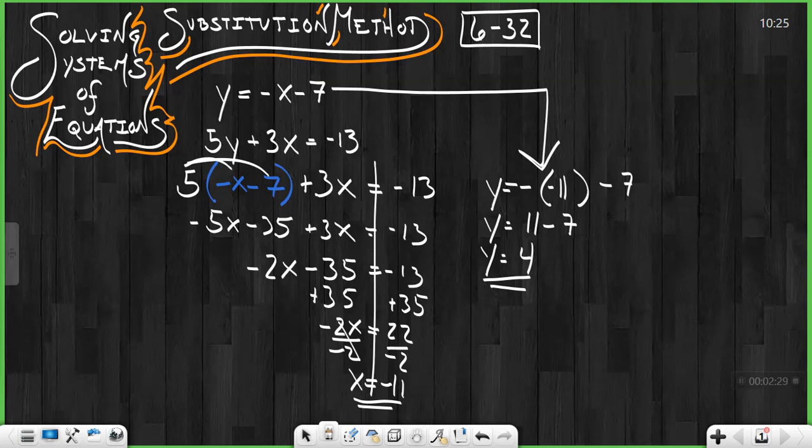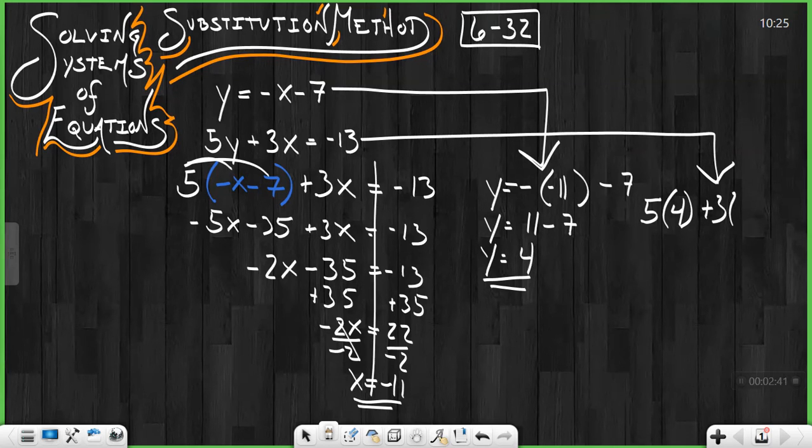And just like the other ones, I encourage you to check it. Take these two values, plug them into the other equation to check it. So in this case, I want to see, does 5 times y, which is 4, plus 3 times x, which is negative 11, equal negative 13? Well, that gives me 20 minus 33, and we see that is indeed negative 13, which means my answer is correct.